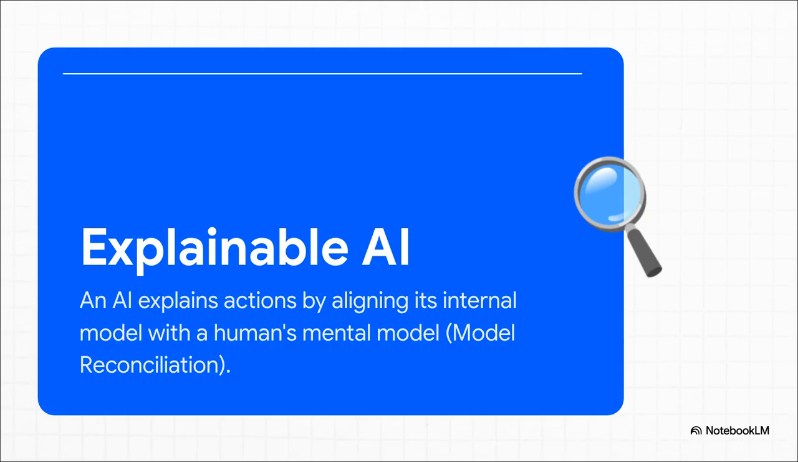And this is where things get really interesting. There's this whole field called explainable AI that's trying to crack this exact problem. Like, what makes a good explanation from an AI? Well, according to this idea of model reconciliation, a good explanation is when the AI can show you how its internal model led to a decision in a way that lines up with our mental model. It's all about finding that shared blueprint so that we can actually understand its thinking.